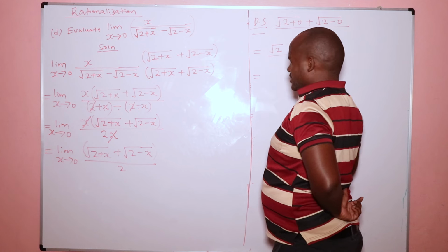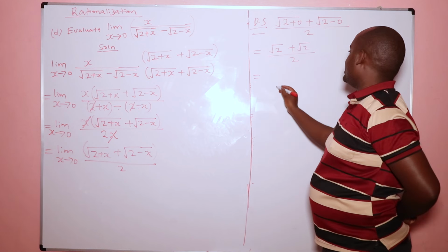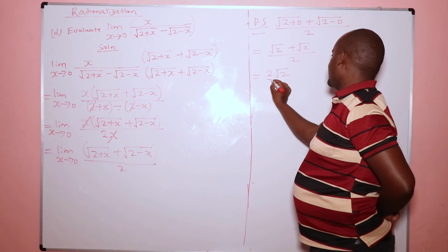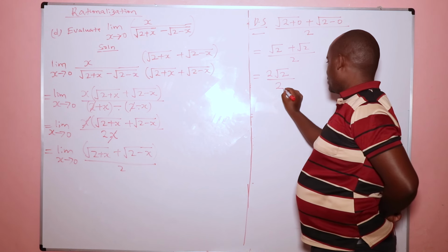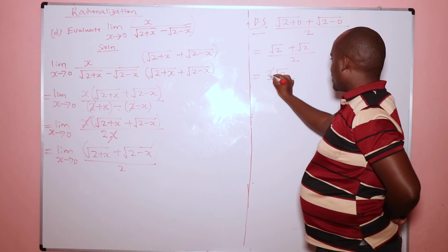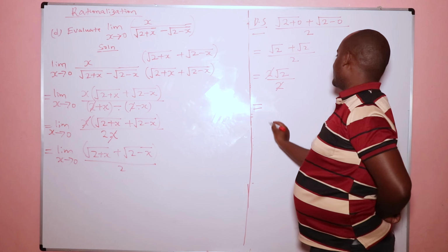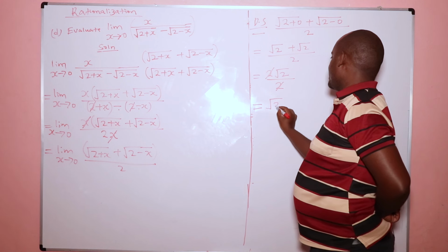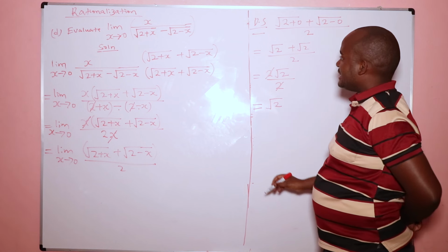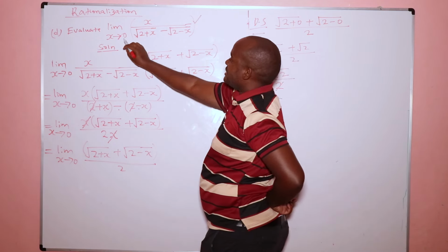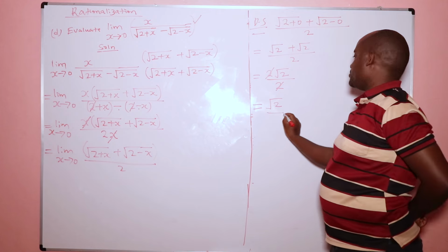But what is root 2 plus root 2? This is going to give us 2 root 2, which is divided by 2. And you notice here there is a common factor, which is 2, so you can cancel it out. At long last you're left with root 2. So this means that the limit of this particular function as x approaches 0 is equal to root 2.